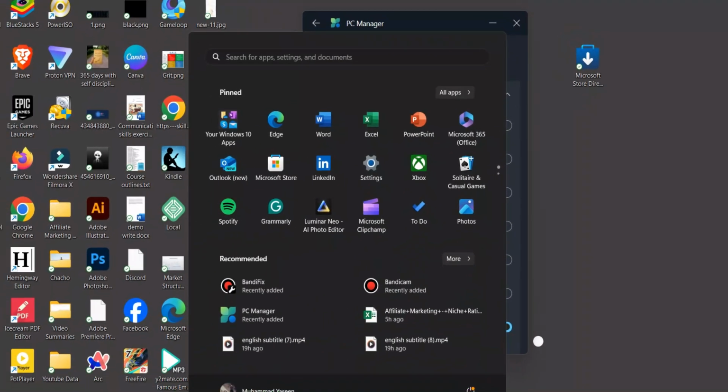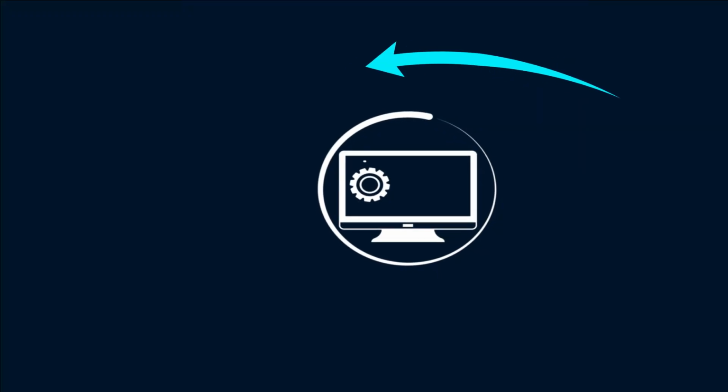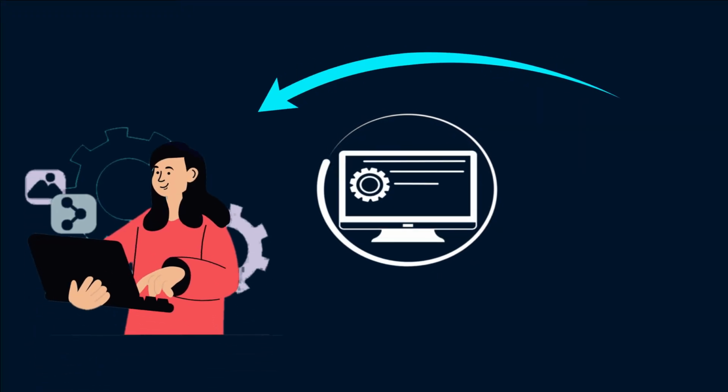Once you've made all these changes, restart your PC to apply them. You should notice a big improvement in how your computer runs. And that's it. Now you know how to use this free tool to optimize Windows 10.